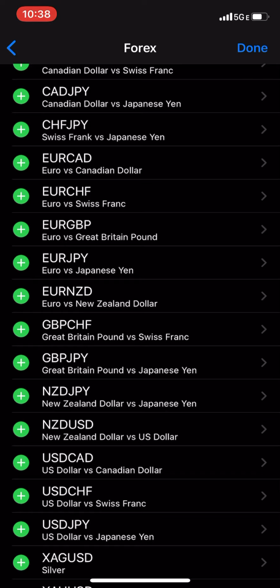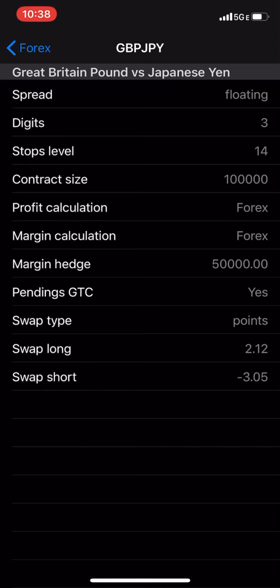You might have noticed that when I clicked, it brought up a page that looks like this. This is essentially just more information about the currency pair. The main thing that you need to pay attention to right now as a beginner is the bottom two categories where it says swap long and swap short. Swap is essentially money that you pay or money that you get paid for holding a trade into the new day. Now, the new day on most brokers is classified as 5 p.m. Eastern.